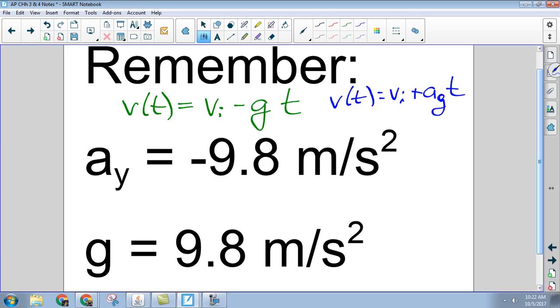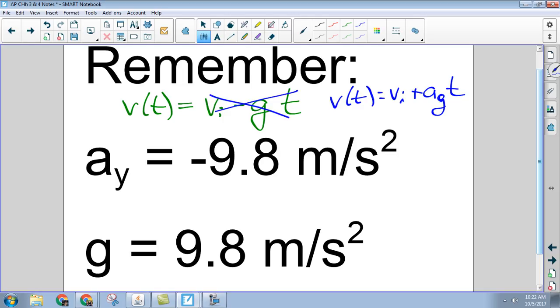right, because this looks more like what we learned, Vf equals Vi plus At, right? And I like just remembering, oh, well, if my acceleration is negative, then I'm just adding a negative. This to me just seems like I'm memorizing extra stuff, right? Yes. So I never use this, but you will see it sometimes, okay?